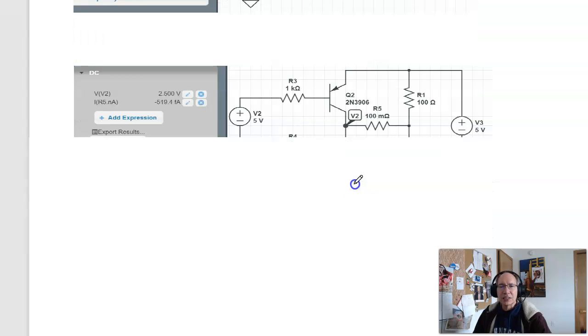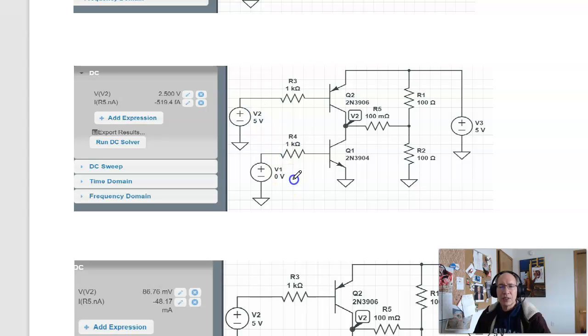Second case. When I have 5 volts and 0 volts, this one turns off, that one turns off, and what I measure is 2.5 volts. That's the reason I've got these two resistors over here, so that when everybody's off, I have something to measure. I'll just measure the voltage across the voltage divider.